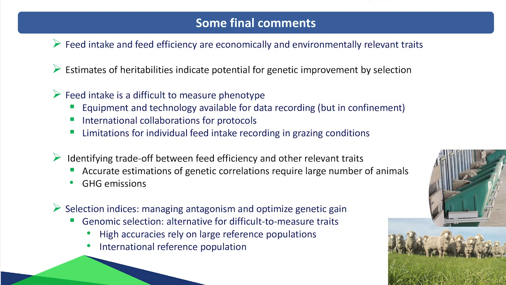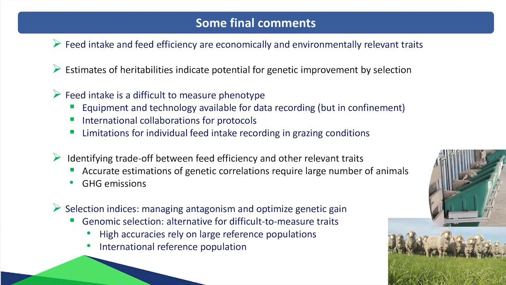In summary, feed intake and feed efficiency are both economically and environmentally relevant. We included in the life cycle analysis the impact of using genetics for higher feed efficiency, and it has a huge impact on the carbon footprint of sheep production systems. The heritability is not the restriction. There's potential for genetic improvement by selection. The problem is everything else around. It's important, and there's genetic variation for selection. The problem is how to get the phenotype and how to implement the animal breeding system from a global perspective.